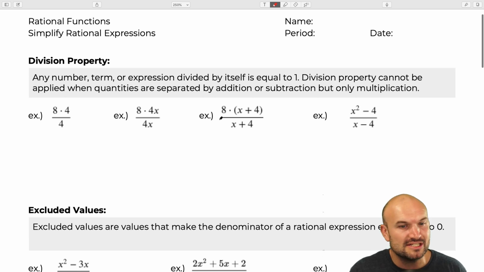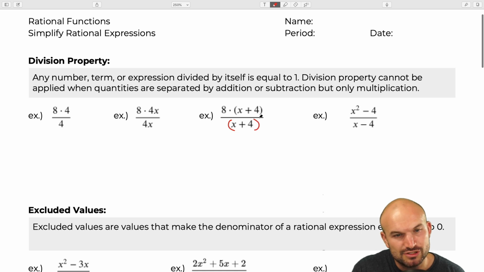And a lot of times this gets confusing when we have addition here, but you can see that these two expressions are exactly the same in the numerator and denominator, and this term up here is separated by multiplication. So again, here I have 4 divided by 4. We can just cancel those out, and that's going to equal 8. And again, you could simplify this, right? 32 over 4, which also equals 8.